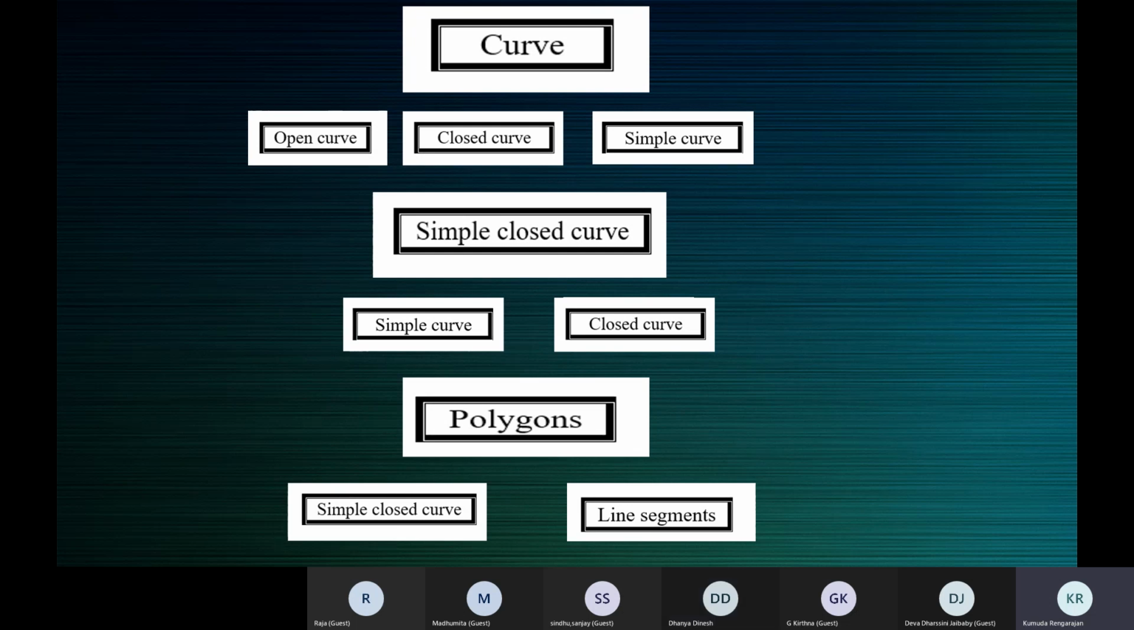That's an open curve. First, it should be a curve. Only then can we say whether it is an open or a closed curve. If it is not a curve at all, then there's no point discussing whether it is open or closed because it's not a curve in the first place.